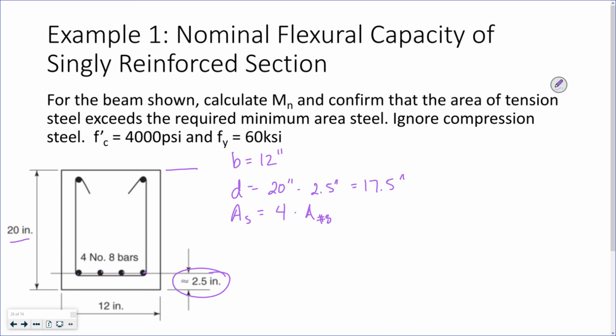This is a tab you need. What's the area of a number 8? Right, not the diameter. The diameter is the first one. It's a number 8, so it's 1 inch because 8 divided by 8 is 1, because they're all in eighths up to number 8. Nominal area, 0.79 inches squared.